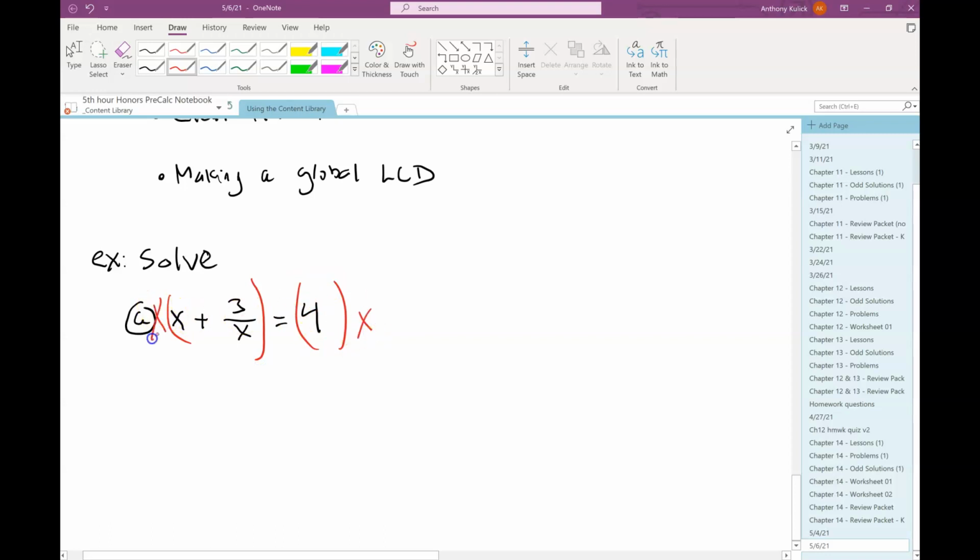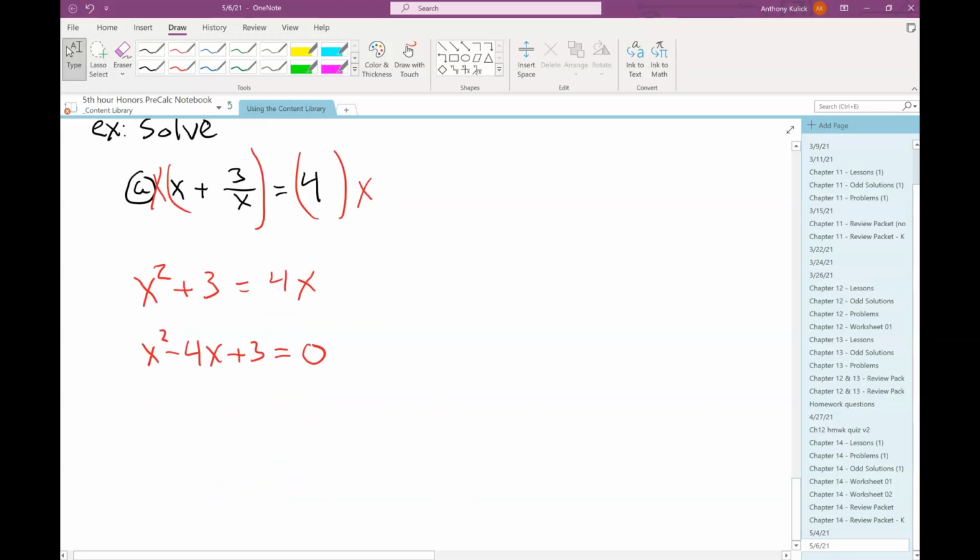So we just multiply both sides by x. So when I distribute through, I get x squared plus 3 equals 4x. Pretty cool? What I'm left with now is a quadratic equation. So to solve a quadratic equation, I have to make it equal to 0. So I'll just subtract the 4x over.